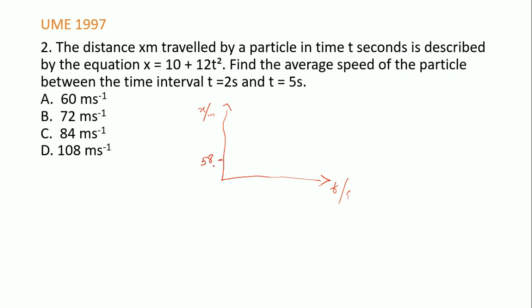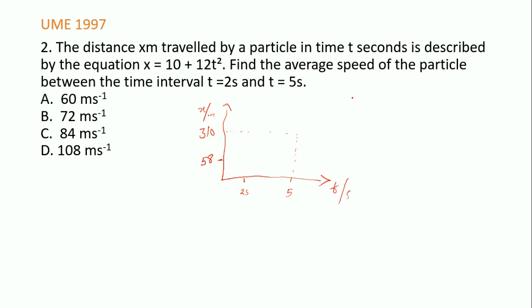So the distance in 2 seconds is 58 meters. Now the distance which the body will be at the time of 5 seconds will be 5 squared, that is 25. So we will be having 25 times 12, which will be 300. Then we'll have 300 plus 10, that will be 310. So we've got 310 meters.